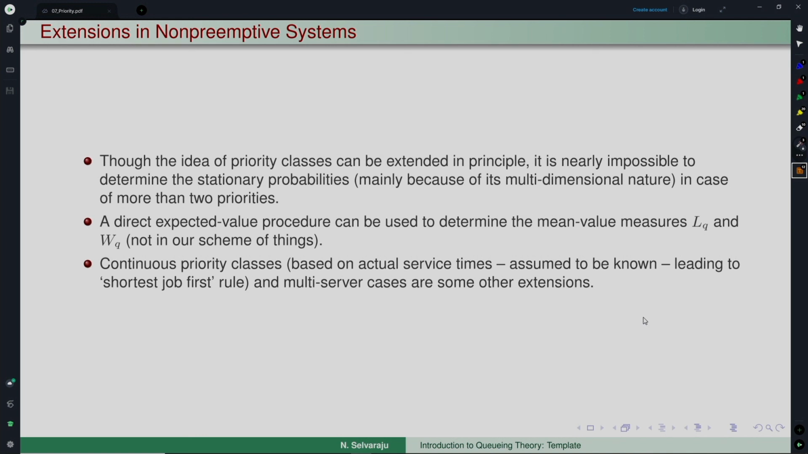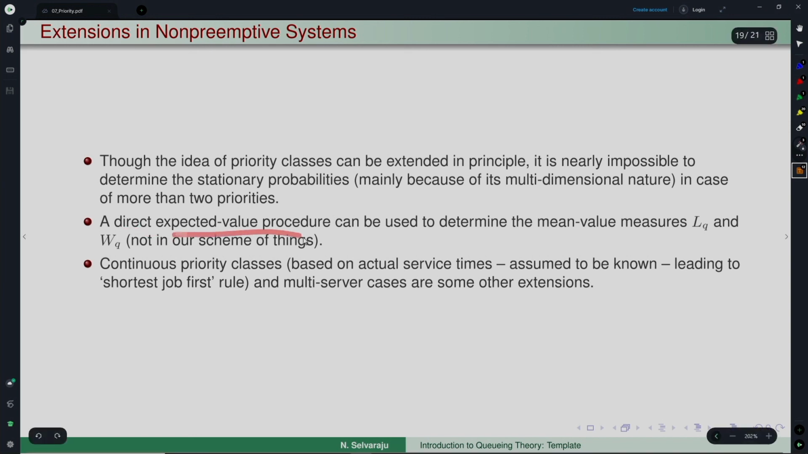It is near impossible because of the multidimensional nature, and you would have to define a multidimensional generating function and what not, so things become complex here. But if you are interested only in the average performance measures, you have a direct approach, the expected value procedure, that can be used to obtain the mean value measures. But this is not in our scheme, so we are not going into that. A similar thing we are going to do for an M/G/1 model later. At that time the same things can be applied to these kinds of models as well. The principle one has to think through, and then adapt it to the situation, right.